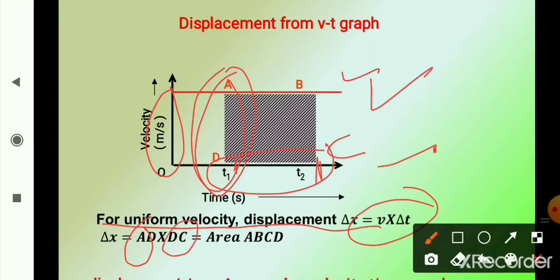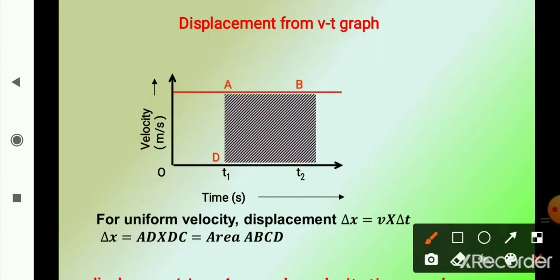So for this rectangle, if this point is B, if you look at this rectangle, then this AD length into breadth gives the area of this rectangle. You getting area of the rectangle? So that means the area of the rectangle gives the displacement.